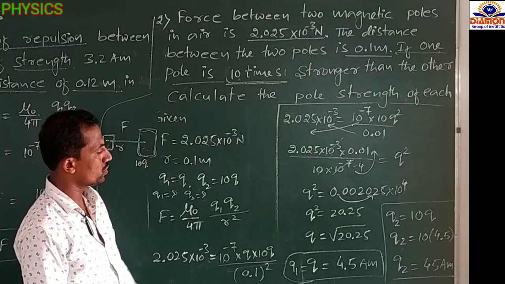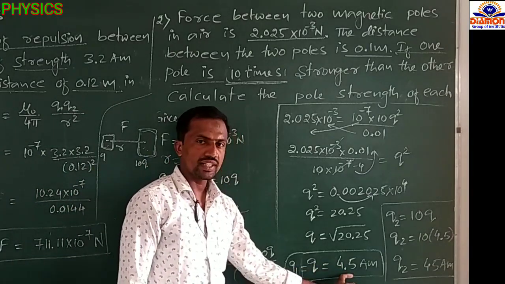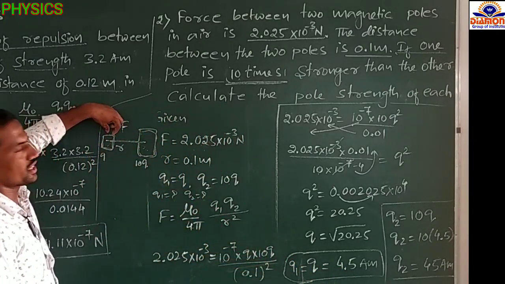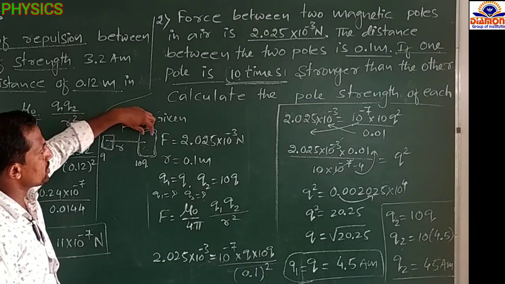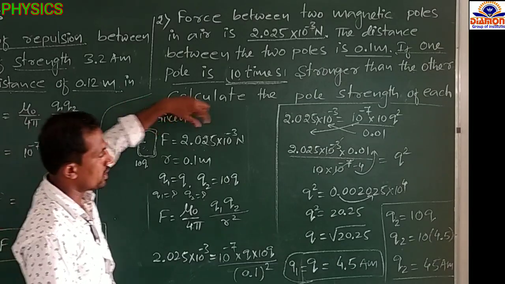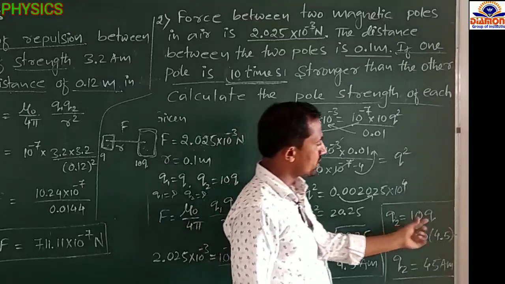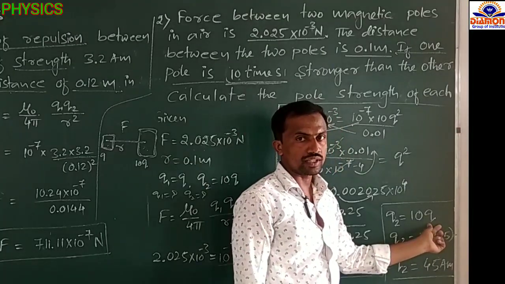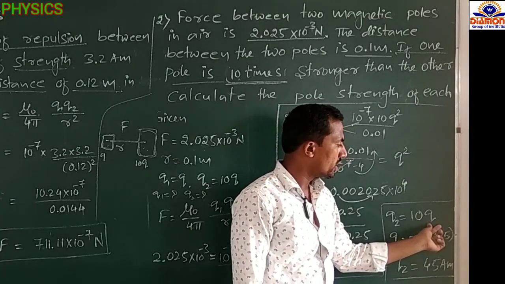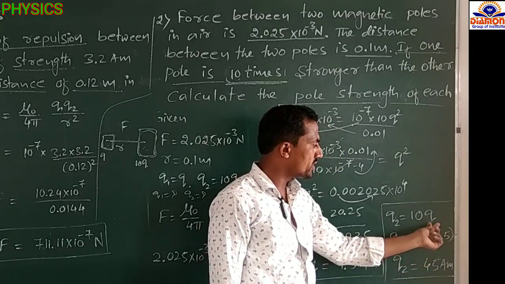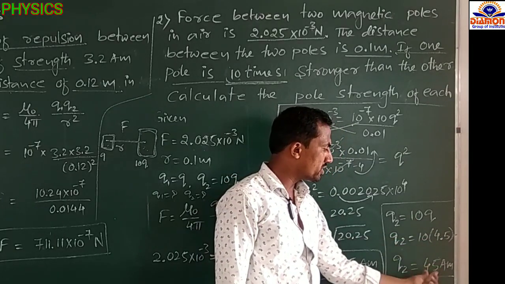Q1 equals 4.5. It is the value of the first pole strength. Next, the second pole strength: Q2 equals 10Q, because it is 10 times stronger. Then 10 is as it is. Q equals the value 4.5, multiplied, means 45.